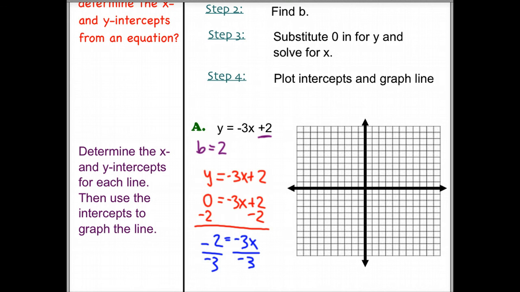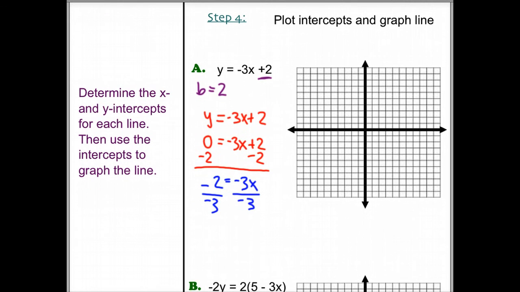So x is equal to 2/3. Now that's not very pretty, but that's okay. So our y-intercept is at 2. So here is our y-intercept. And our x-intercept rather is going to be in red. And it's at 2/3. So it's almost at 1.